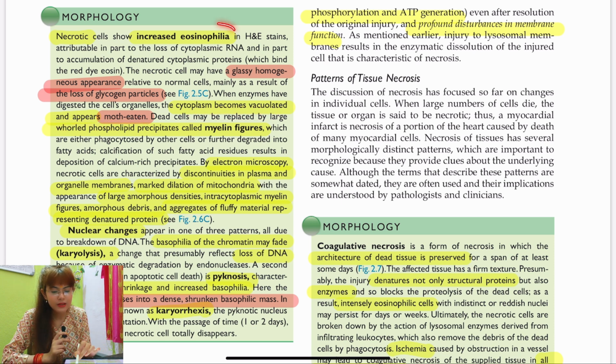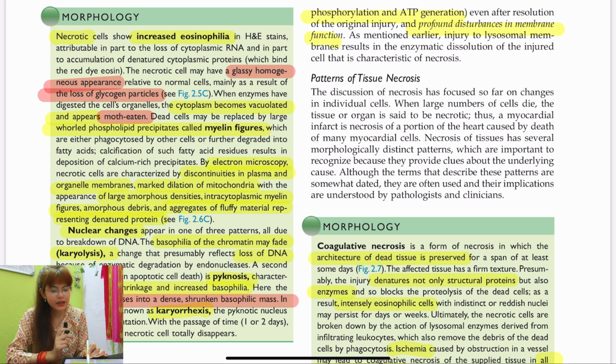Now, why I told you that this is very important is that you will very much get confused over here. I'm going to come to it later. First, understand that these words are very important. So the cytoplasm has a moth-eaten appearance. The dead cells may be replaced by large whorled phospholipid precipitates known as myelin figures. Now, electron microscopy. Please be very careful in your MCQ based exams, because they sometimes ask you features of light microscopy, and they also ask you features of electron microscopy. If it is electron microscopy, you have to look carefully at what they are asking, because you know that the answer will be different.